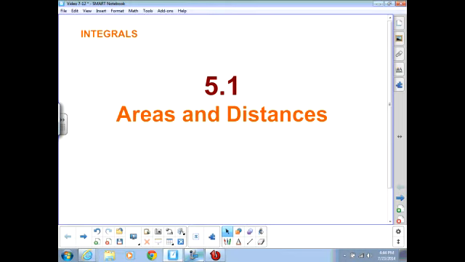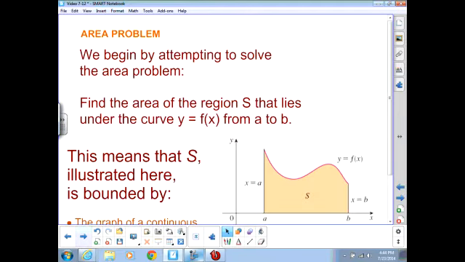So this video is our introduction to the next unit, section 5.1, which is areas and distances. We're going to start looking a lot at area problems.